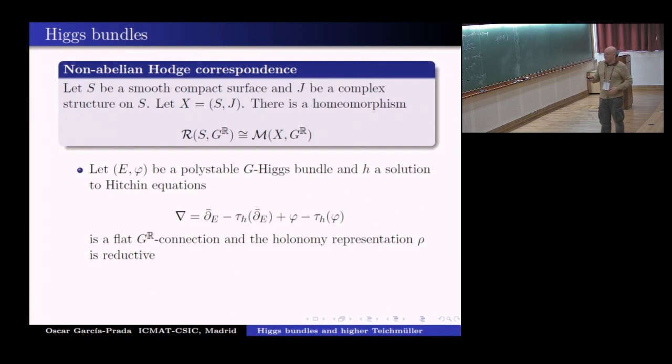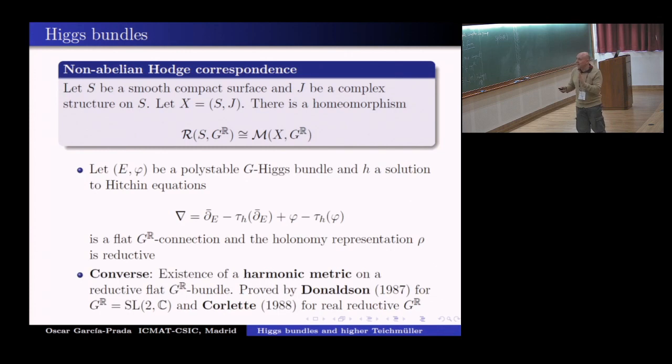And so this correspondence, the non-abelian Hodge correspondence, is actually proved by using the previous theorem together with another theorem. So basically, if E is polystable, this should be a GR-Higgs bundle, and H is the solution to the Hitchin equations. Then you can construct this connection, which is now a GR connection, right? And then the holonomy representation you prove is reductive, right? This is one direction. But the other direction is actually provided by another theorem.